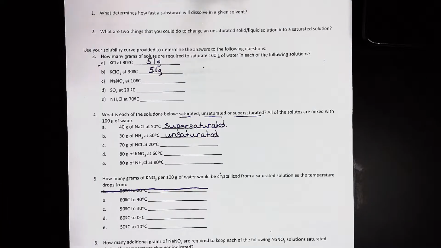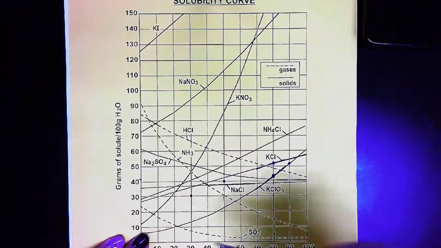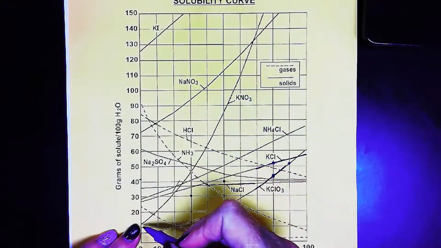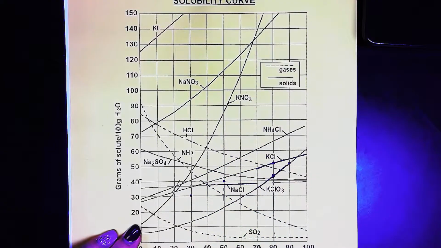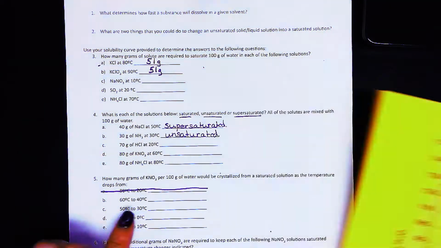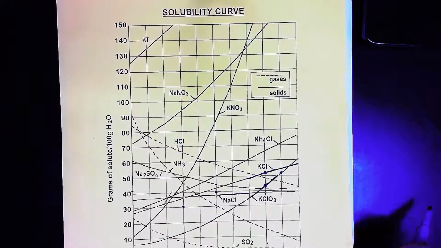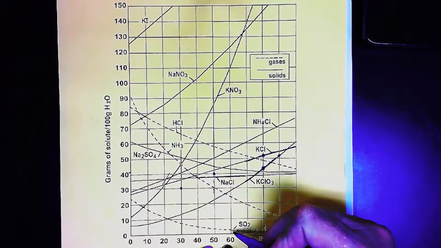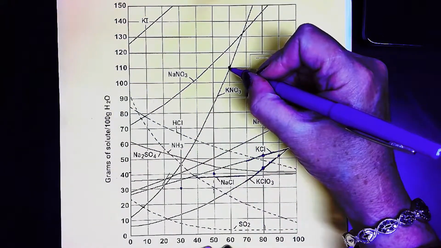So what this is asking us, we've got to think about what this is saying. What it's saying is we have a saturated solution of KNO3, and we know that a saturated solution is on this line. The temperature is going to decrease. Our saturated solution starts at 60 degrees Celsius, so I'm going to find 60 degrees and trace my line all the way up until I get to KNO3.